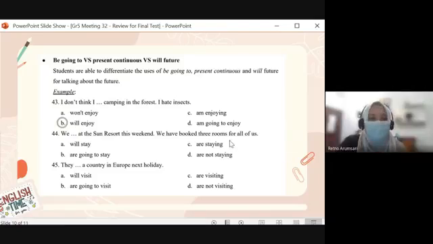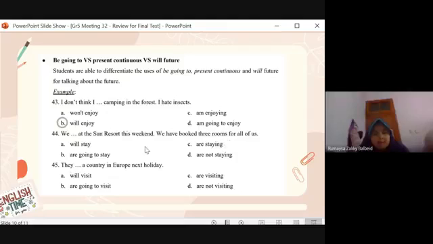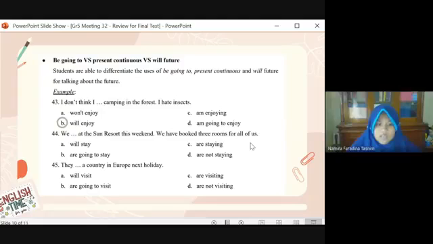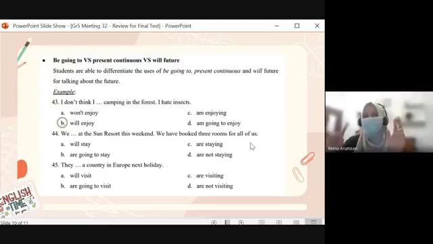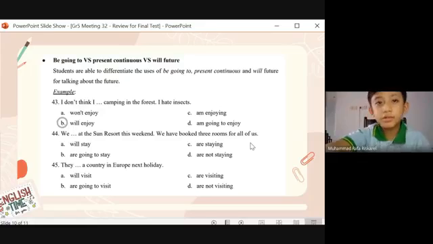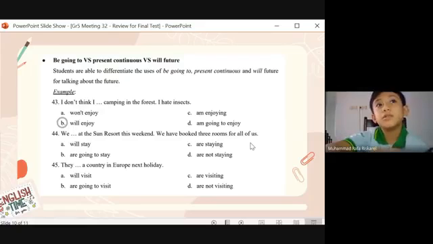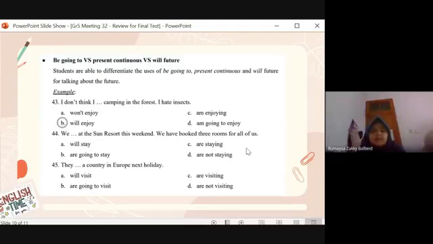All right, number 44. "We blah blah blah at the Sun Resort this weekend. We have booked 3 rooms for all of us." Is it a prediction, intention, or arrangement? It's an arrangement. Very good. How do you know that it is an arrangement?